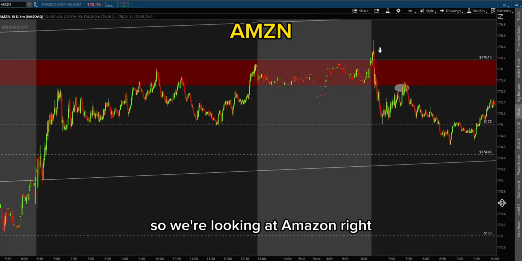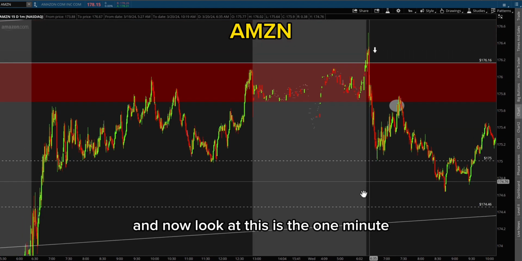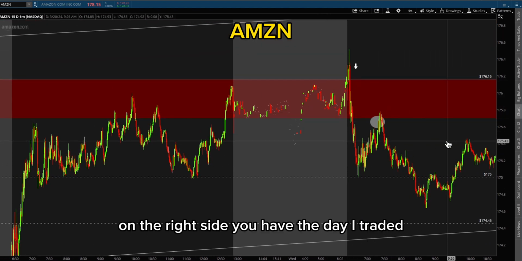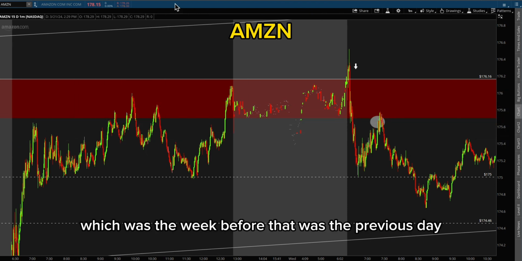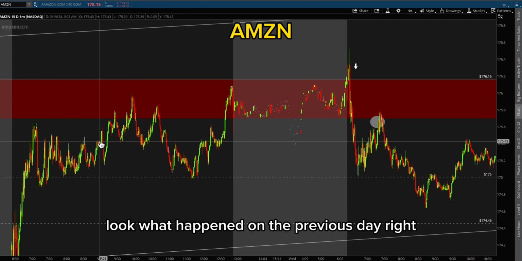Okay, check this out. We're looking at Amazon, right? And now look at this. This is the 1 minute. On the right side, you have the day I traded, and on the left side, you have the previous day, which was the week before that. Look what happened on the previous day.